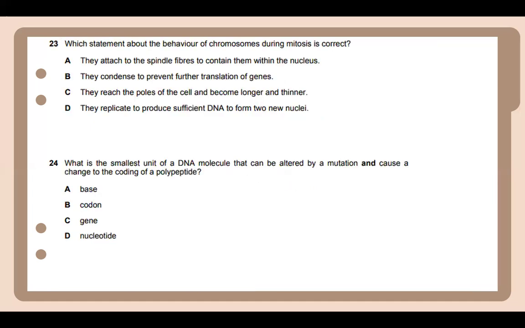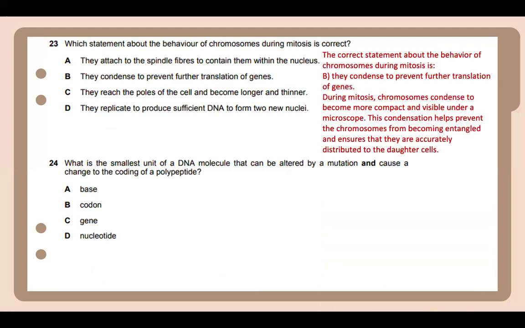Which statement about the behavior of chromosomes during mitosis is correct? The correct statement is they condense to prevent further transcription of genes. During mitosis, chromosomes condense to become more compact and visible under the microscope. This condensation helps prevent the chromosomes from becoming entangled and ensures that they are accurately distributed to the daughter cells.